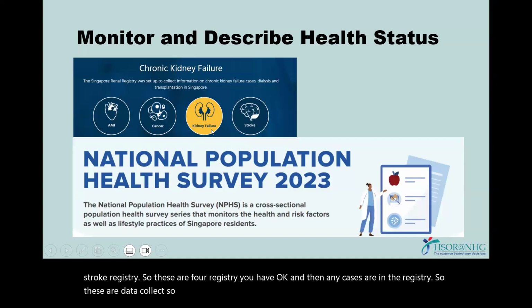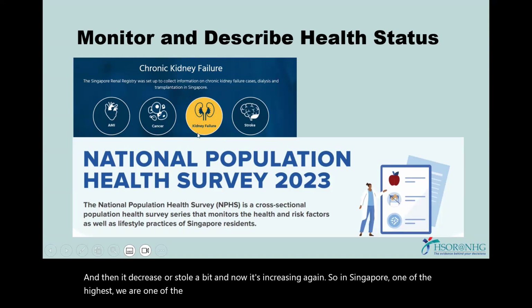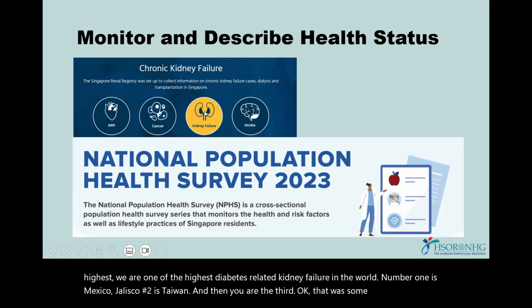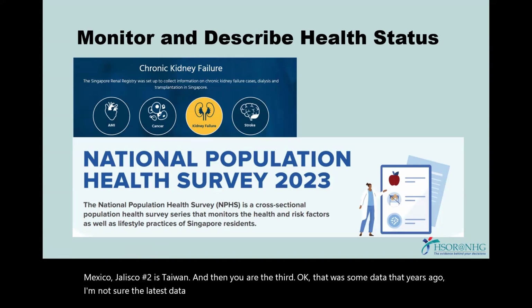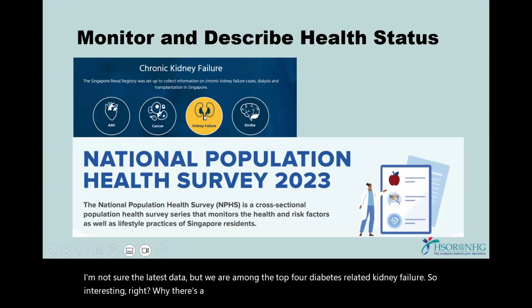So for example, for kidney failure, we found that there was a trend of increasing, and then it decreased or slowed a bit, and now it's increasing again. So in Singapore, we are one of the highest in diabetes-related kidney failure in the world. Number 1 is Mexico, Jalisco. Number 2 is Taiwan, and then you are the third. Okay, there was some data there years ago. I'm not sure about the latest data, but we are among the top 4 for diabetes-related kidney failure. So interesting, right? Why? That's a question. Okay. So anyway, this is about registry data.